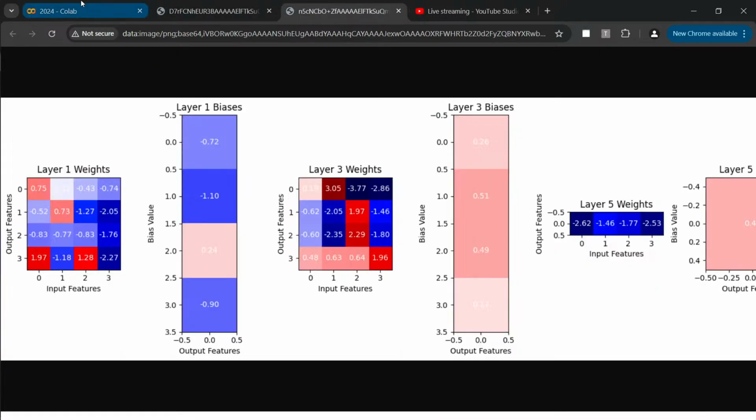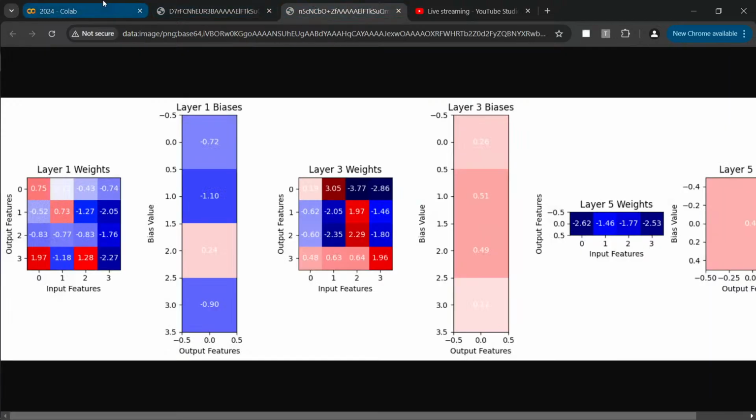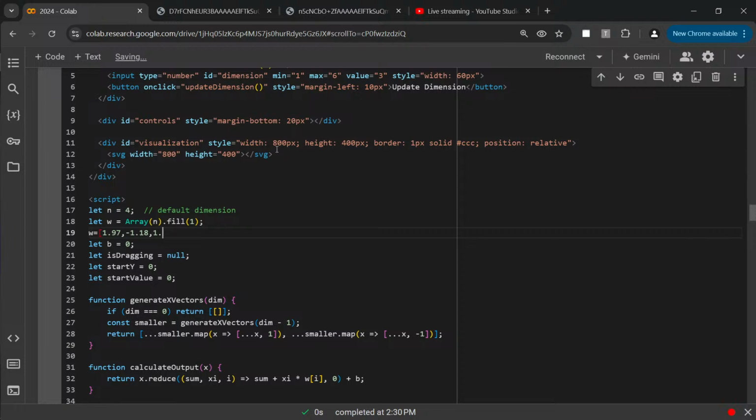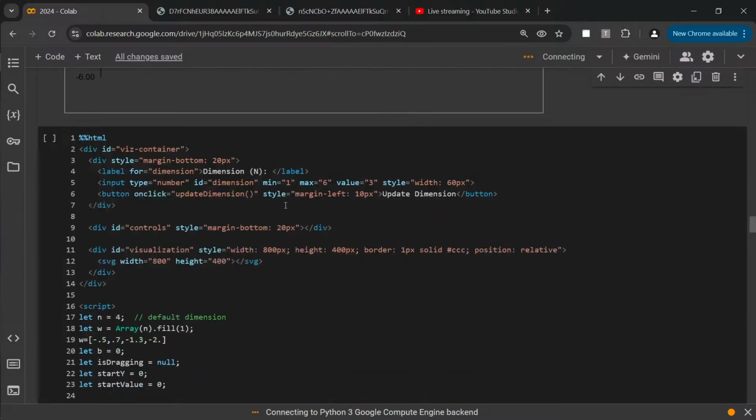Okay, it's 1.97 and negative 1.18 and 1.28 and negative 2.2. Okay, so we're going to visualize what that is doing theoretically.